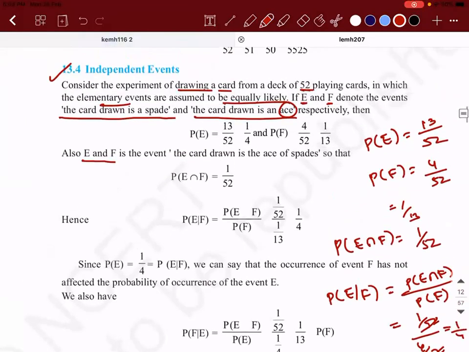So what is the meaning of this? The probability of E given F means what is the probability of you getting a spade, given that the drawn card is an ace? It is 1 out of 4.